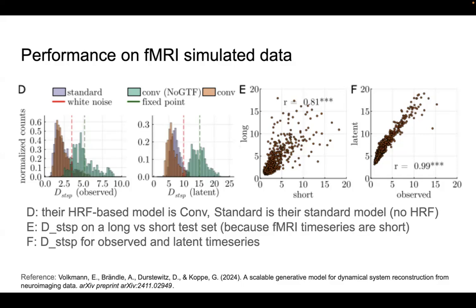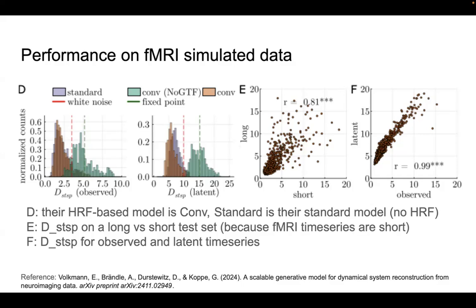And then the last one, F, is for the observed and the latent time series, again the KL divergence. They also show the correlation between the KL divergence for a short segment and a long segment. The reason they're doing that is to show that even if we test on a short segment, the KL divergence we get is going to be similar to the one on the long segment. So in some sense, we can already infer how good our fit is based on a short segment, right?